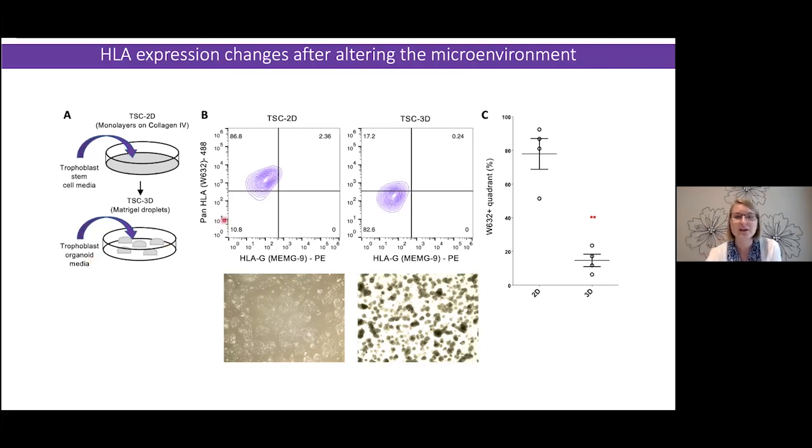And what you can see is that when you culture them in 2D versus 3D, you actually get a downregulation of HLA expression. And so this is starting to suppress the expression level of this odd HLA. And this can be quantified here. So you can see the decrease in all of the various, these are all different donor cell lines.